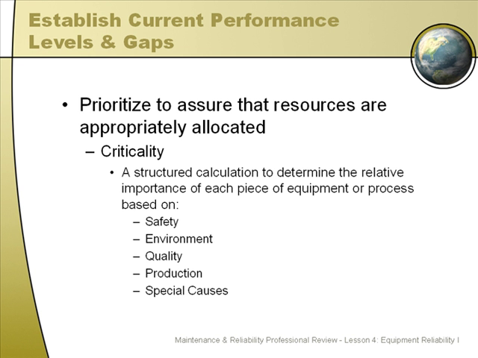So let's talk about a concept. We talked about this briefly a few slides back. Criticality. Criticality is a structured calculation to determine the relative importance of each piece of equipment or process based on a number of things, including safety, its environmental impact, the quality effect on your product, the production volume, and other special causes. There are a number of different ways to calculate criticality, all fairly close to the same basic idea, and we're going to take a look at an example.